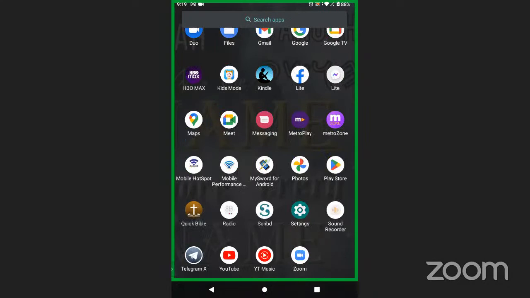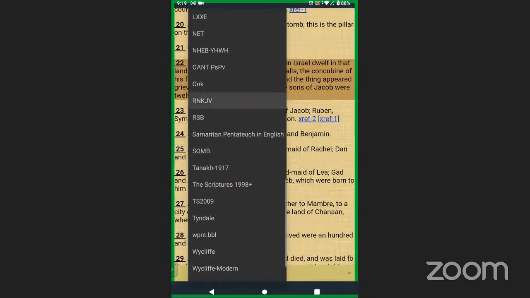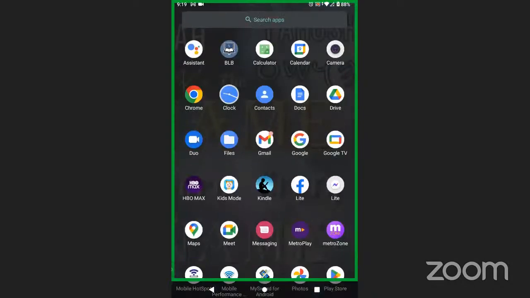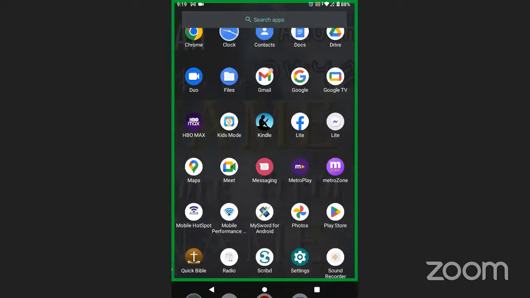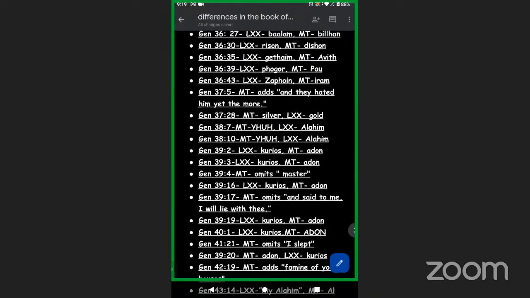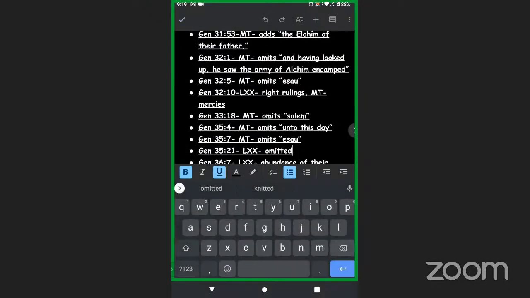So let me just see here. Just want to see if there's any difference there. I don't think there's a difference in verse 22. Yeah, that's it. So we can actually take that off of the list there. 35:21. Let's take that off the list there.